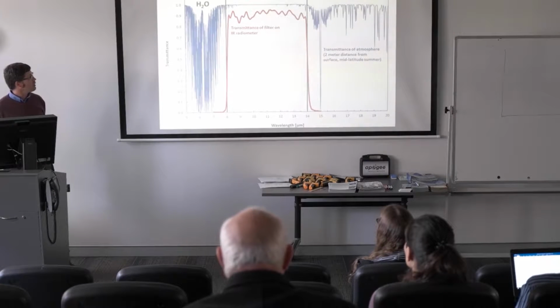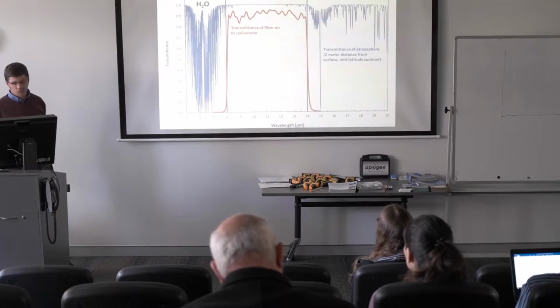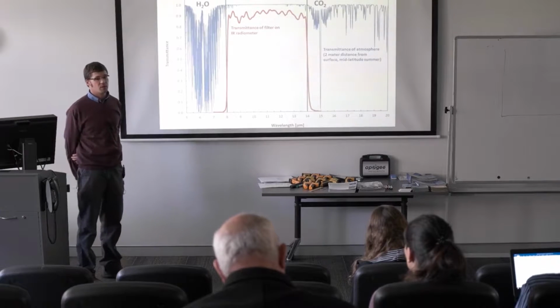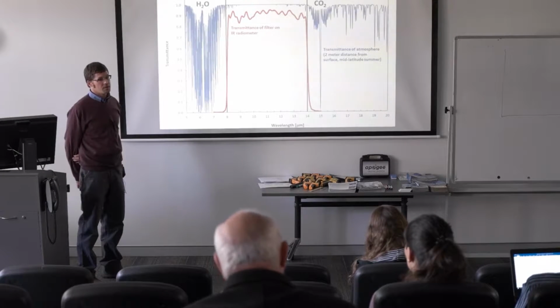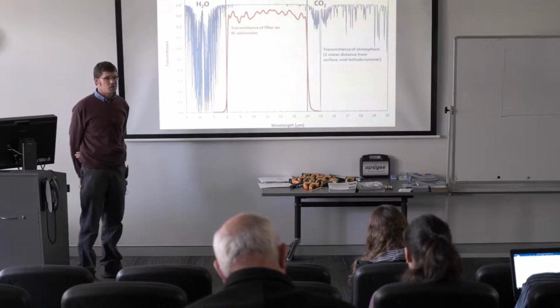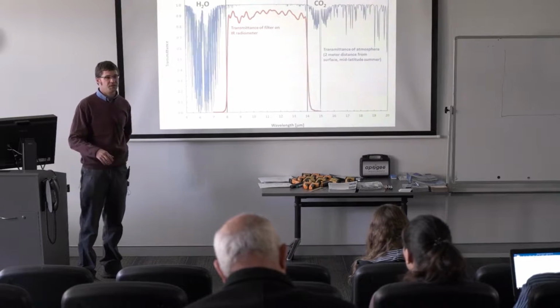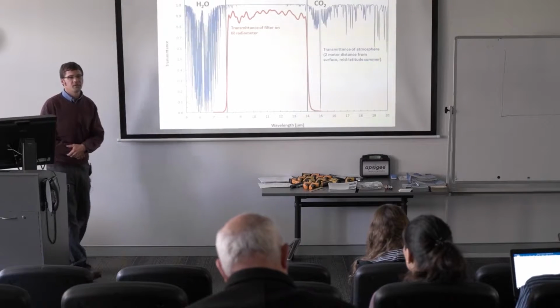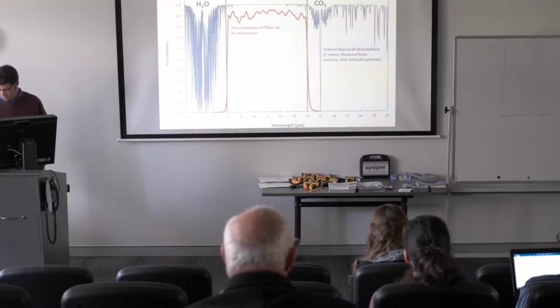Below 8 micron, there's lots of absorption by water vapor molecules. And above 14 micron, there's lots of absorption by carbon dioxide molecules. So we want to try to measure the surface radiation and not the atmospheric radiation. Therefore, we need a filter that matches the atmospheric window.